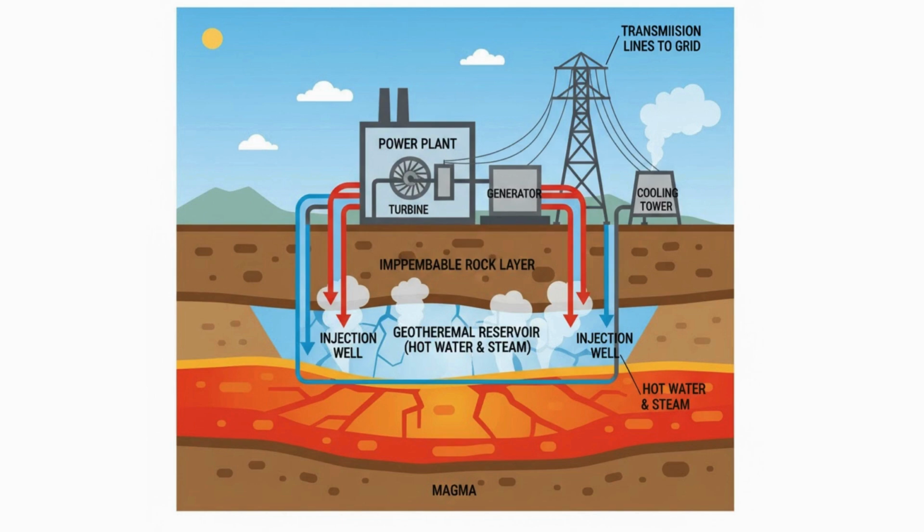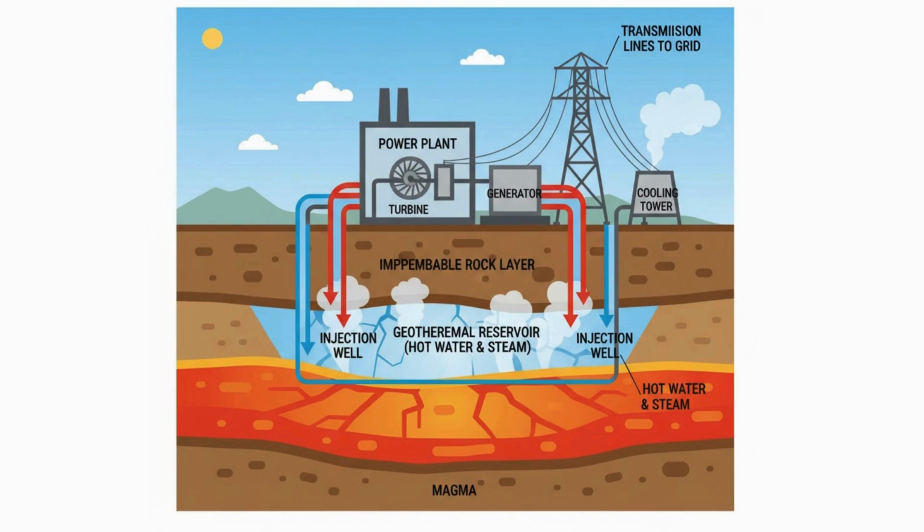Second, wells and hot water extraction. Engineers drill deep wells into these hot regions to reach underground reservoirs. Hot water or steam is then brought to the surface through these wells. The third step is energy conversion, where electricity is produced. The steam, or sometimes very hot water, is used to turn the turbines which drive electrical generators to produce electricity.